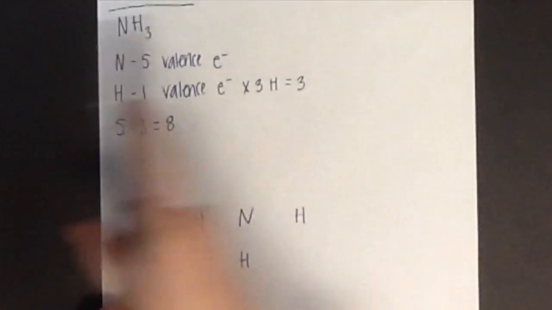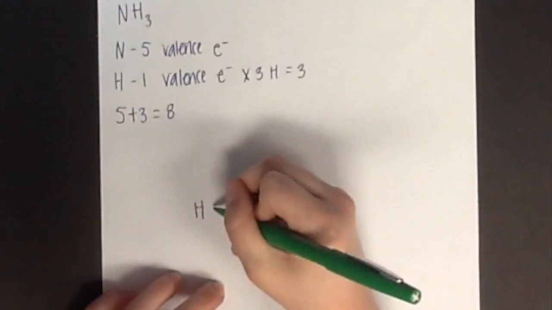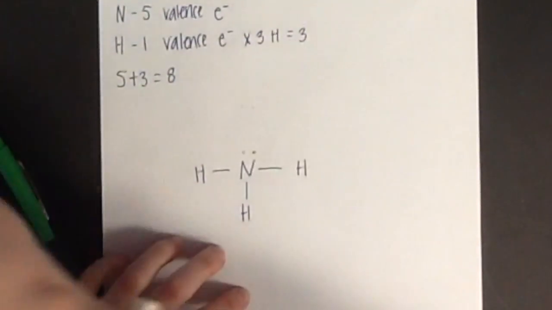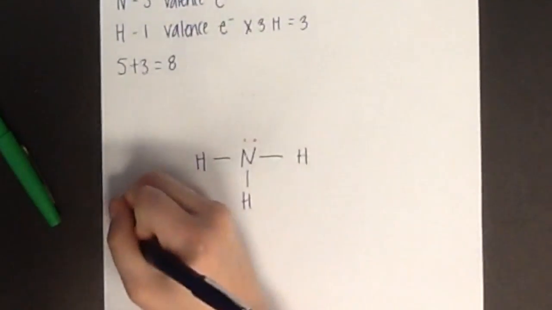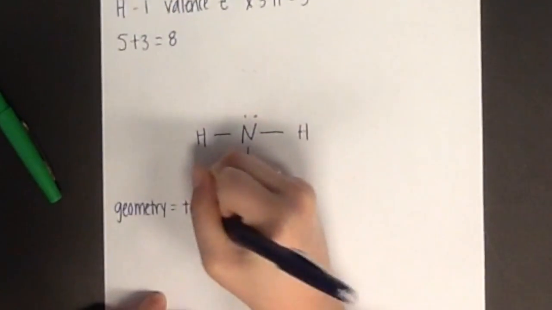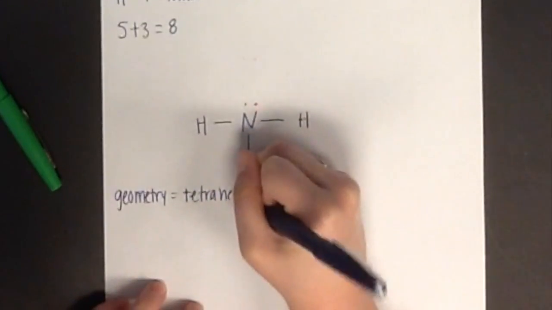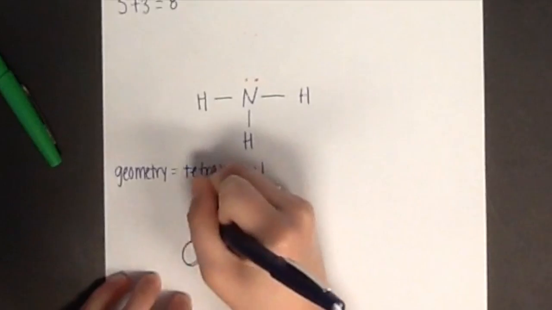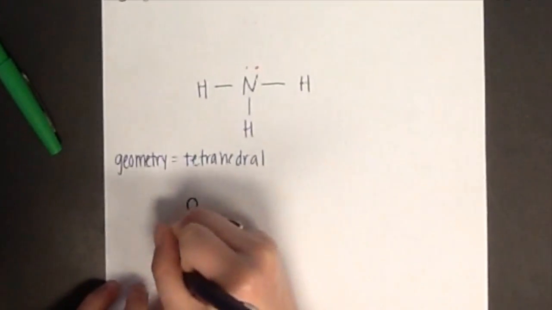Then, draw your atoms, with nitrogen in the center and the 3 hydrogen atoms surrounding it. Now we must make single bonds from the hydrogens. This accounts for 6 electrons from the single bonds, so to fill up the octet, you must add a lone pair of electrons. The geometry of this molecule is tetrahedral, and the shape is trigonal pyramidal.